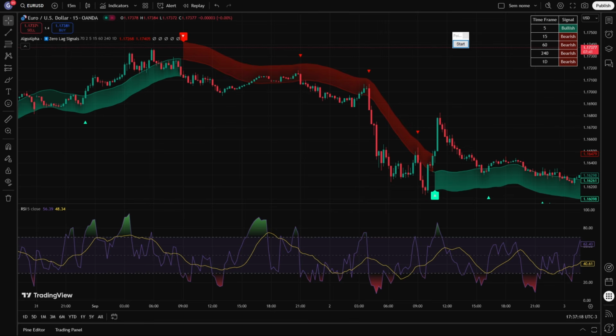Look, in my opinion, this is one of the simplest and most efficient ways to use the zero lag trend signals. If you like to trade with quick confirmations and avoid lagging signals, this indicator is perfect for you. Test this strategy in your backtest and see the results.